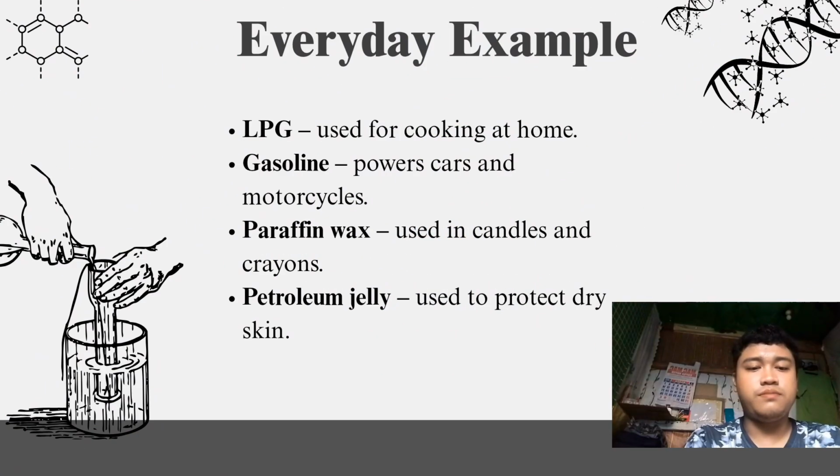Here are some examples that we use every day. LPG is used for cooking our food. Gasoline powers our vehicles so we can travel from one place to another. Paraffin wax is commonly found in candles and crayons. Petroleum jelly is another product made from hydrocarbons, and it helps us to protect and moisturize dry skin.